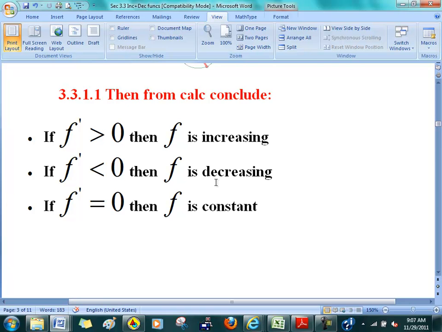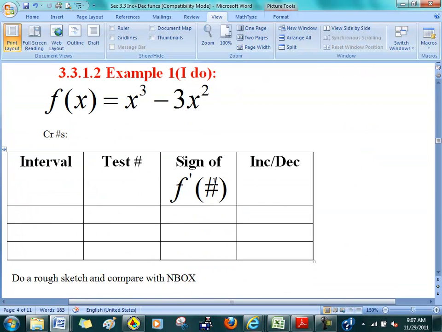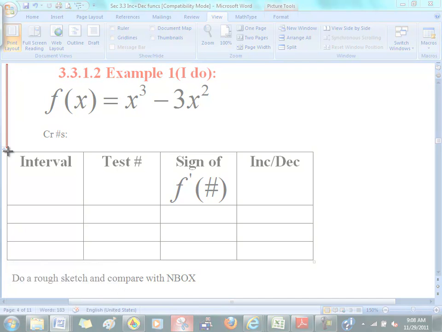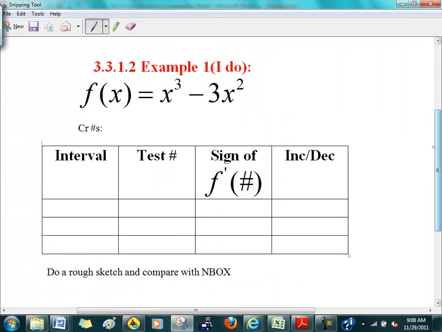Okay, you guys got this down? Okay, so an example. So as soon as you see critical numbers, what should you be doing? Should be getting a derivative. Okay, so derivative f prime of x.